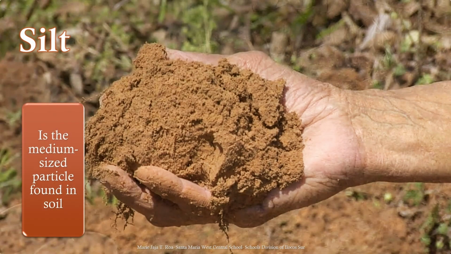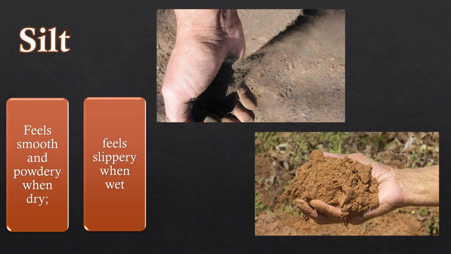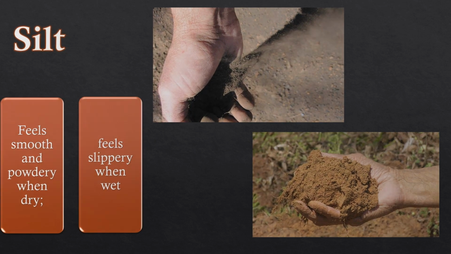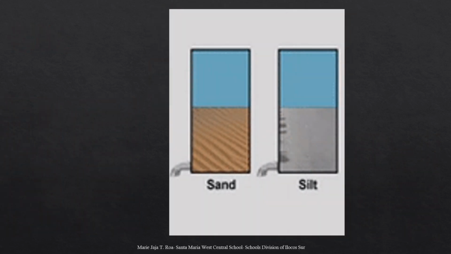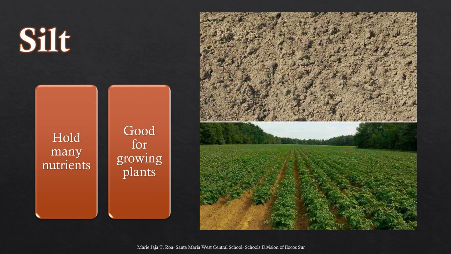Next type is the silt. The silt has medium-sized particles found in soil. Silt feels smooth and powdery when dry and slippery when wet. When you roll it between your fingers, dirt is left on your skin. It is hard for water and air to pass through it. Silt retains water longer compared to sand. Silt holds many nutrients and it is good for growing plants.